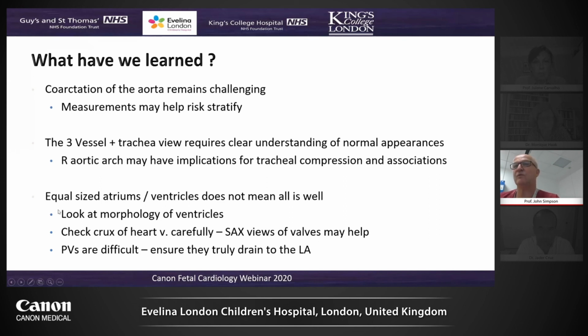If you see equal size atriums and ventricles, it doesn't mean that all is well. You need to look carefully at the morphology of the ventricles, look at the crux of the heart very carefully. If you're in doubt with AV valves, short axis views can sometimes help. Pulmonary veins are difficult even in expert hands, and you should really do your best to ensure that they truly drain into the left atrium and not close to it.